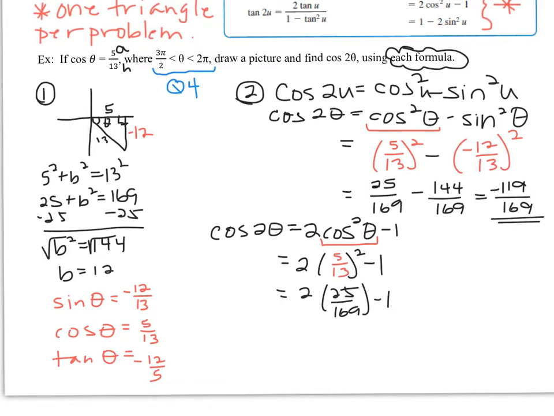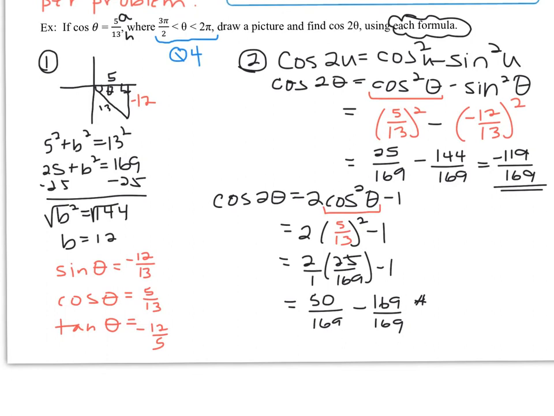That 2 out in front, I'm just going to write 2 over 1 and multiply straight across. 2 times 25 is 50 over 169 minus 1. So we need a common denominator. I'm just going to make that 169 over itself instead of 1 over 1. And last but not least, 50 minus 169 is negative 119. We get the same answer that we did for that first expansion.